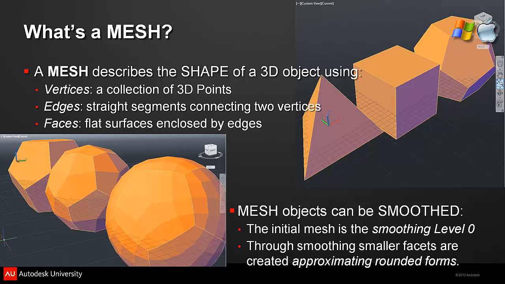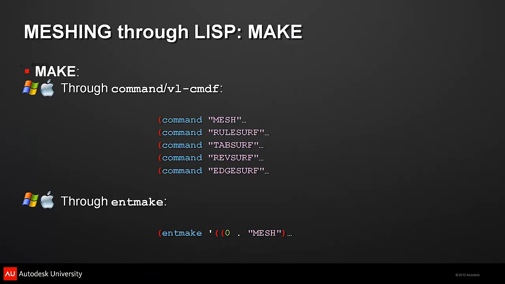Increasing the smoothing level generates facets that increasingly approximate rounded forms. By the way, you can notice we're using as an example in this slide a dodecahedron, which is not included in the mesh command primitives. This shape was created using some of the AutoLISP functions we will be explaining in one of the next modules.